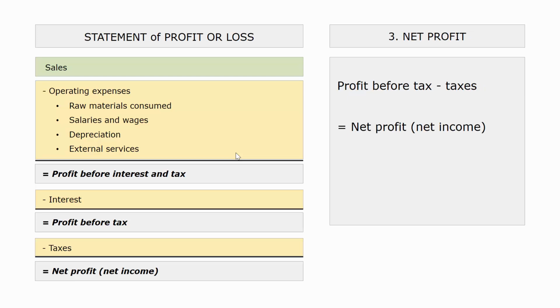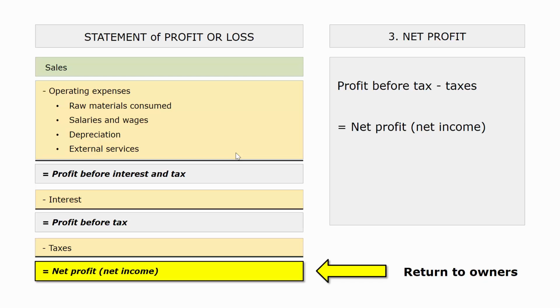Taxes constitute the last section within the statement of profit or loss. Taxes in this section represent a return to government, society's share of the company's financial performance. The taxes listed here include only taxes on profits, for example corporation tax, not value-added tax, VAT, or other indirect taxes. The bottom line, obtained by subtracting taxes from profit before tax, represents the net profit for the period.